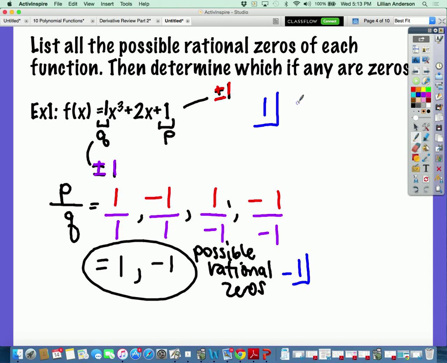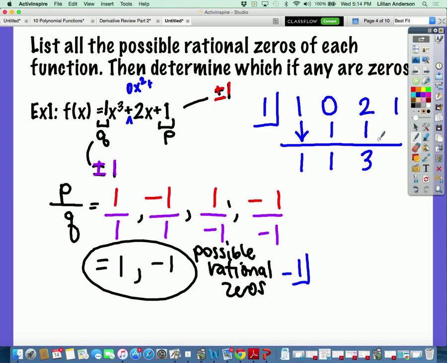So we're going to write down our coefficients. We'll have 1, we'll have 0, because we need a placeholder for the x squared term that's missing, then 2, and then 1. And then we'll proceed with our synthetic division process. Break down the first term, multiply, add, multiply, add, multiply, then add. As we see here, our remainder is 4. So that tells us that 1 is not one of our actual rational zeros.